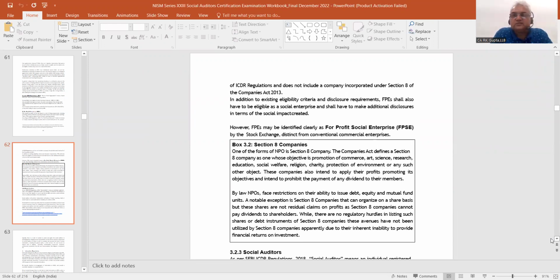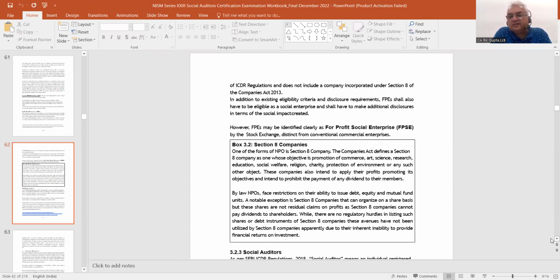Actually, there is some confusion in this concept of social stock exchange because we are trying to equate these securities which will be issued by social enterprises at par with shares. But the concept is not so. The concept is the same as was there in the case of existing NPOs or trusts or societies. They will be taking either donations or grants or loans. That is the basic idea. It is not that you will be getting shares and you will be getting profits and all those things. So by law, they face restrictions on their ability to issue debt, equity, and mutual fund units, because if a trust wants to issue debt, equity, or mutual funds, there are naturally restrictions.